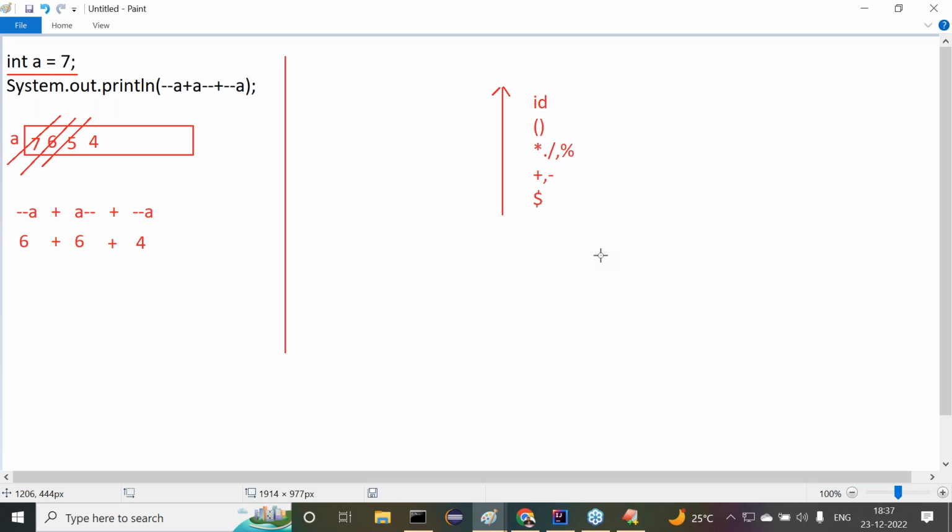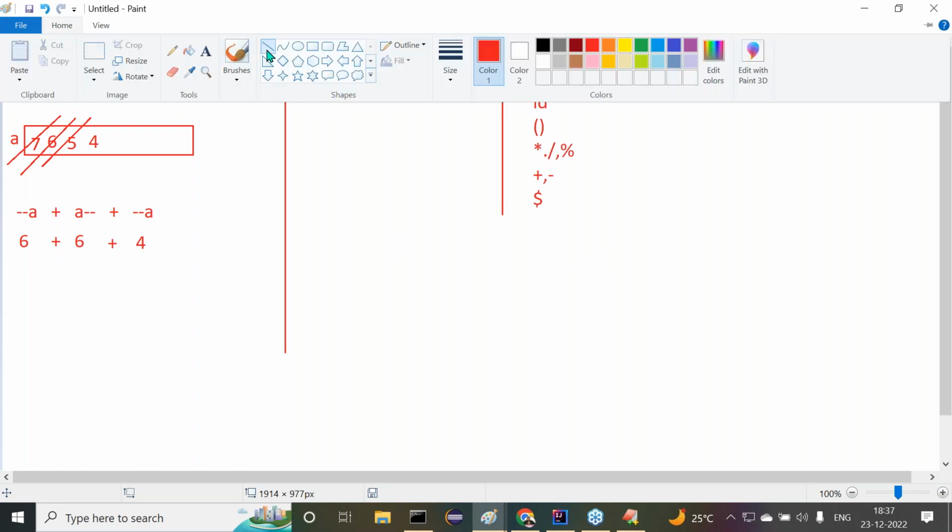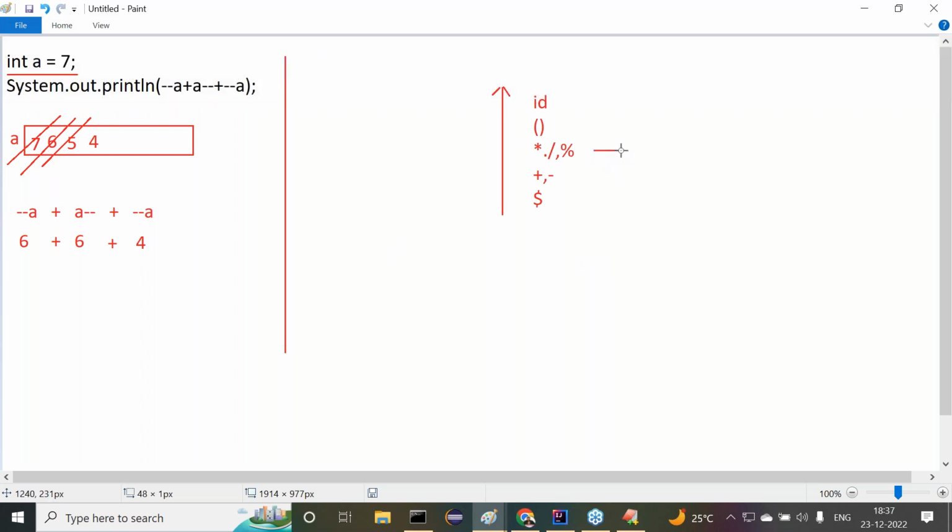If more than one operator is available in the expression with the same priority, associativity rules come in. Two types of associativity rules are available. What are the two types? The first one is leftmost association. The second one is rightmost association.